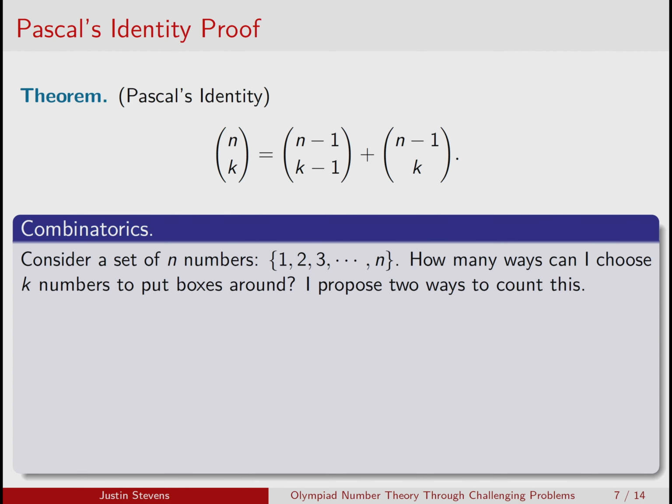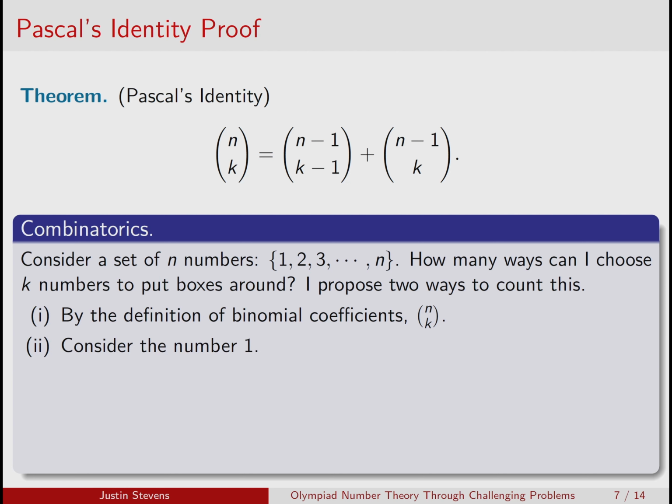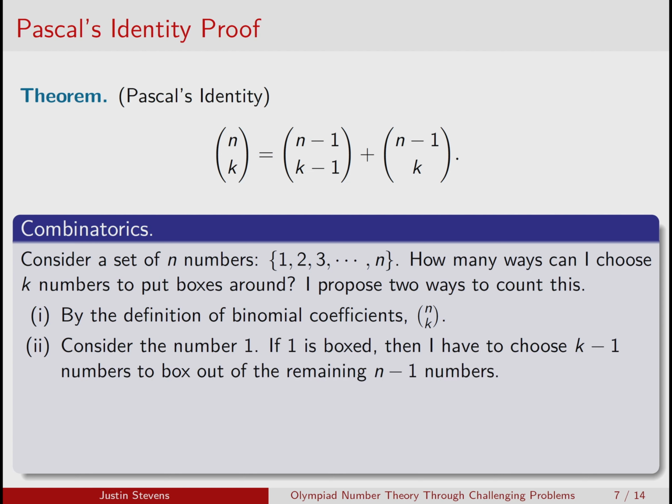So Pascal's identity again is written on the screen, and for this we're going to use the combinatorial definition of binomial coefficients. So consider a set of numbers 1 through n. And the question which I want to answer is how many ways can I choose k numbers to put boxes around? And I propose that there are 2 ways to count this. By definition of binomial coefficients, this is just n choose k, because I have n numbers and I need to choose k of them. However, another way is to consider specifically the number 1. If 1 is boxed, then I have k minus 1 numbers to box out of the remaining n minus 1 numbers. And this can be done in n minus 1 choose k minus 1 ways.